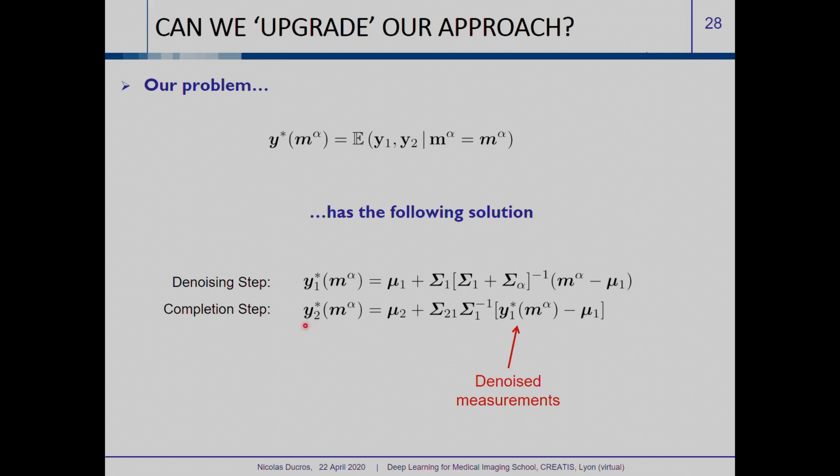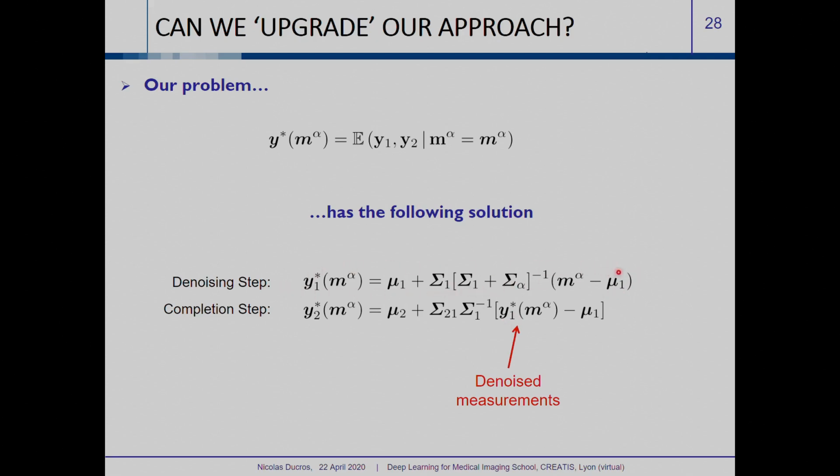The second step, you will recognize it, it's the completion step. So you basically have this division by the covariance of the measurement, multiplication by the covariance between acquired and missing coefficient. You apply this not to the measurements themselves, but to y1 star. y1 star is a denoised version of the measurement, and it is given by this first step.